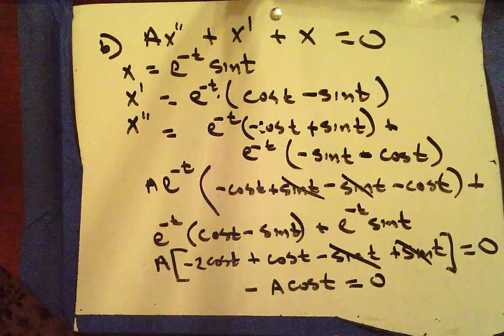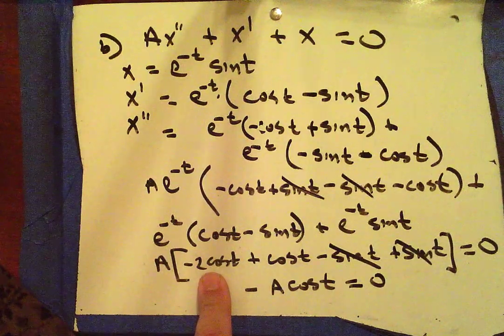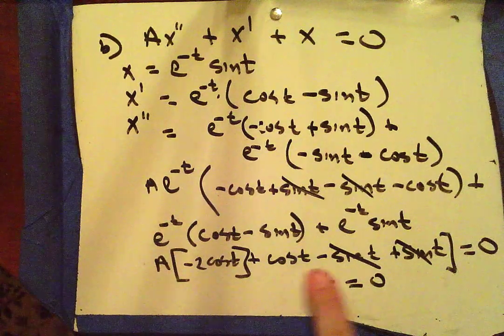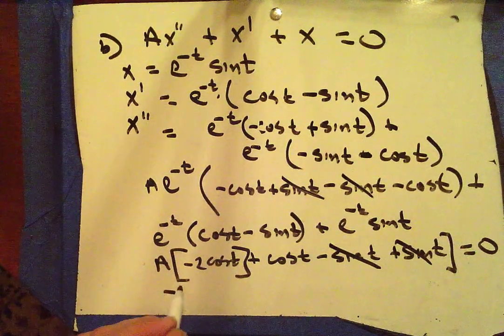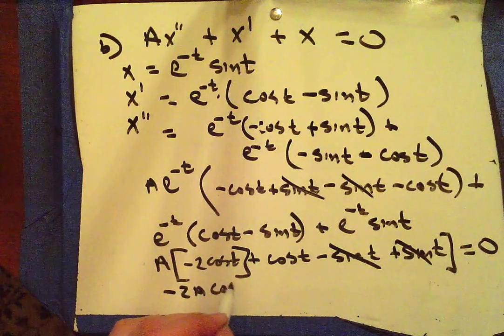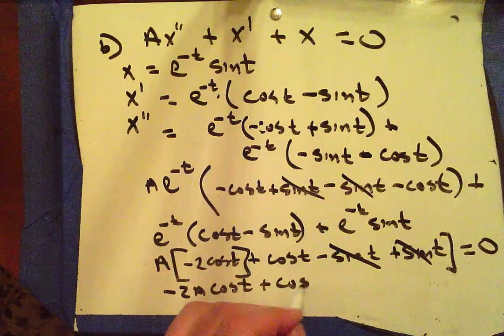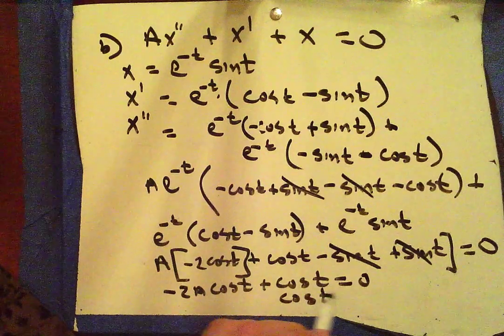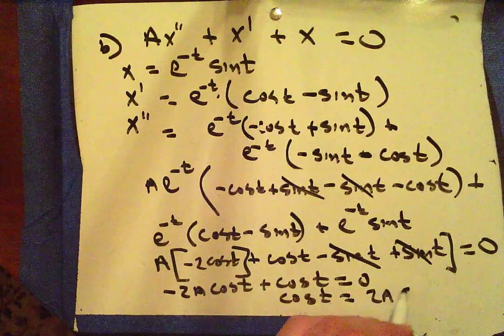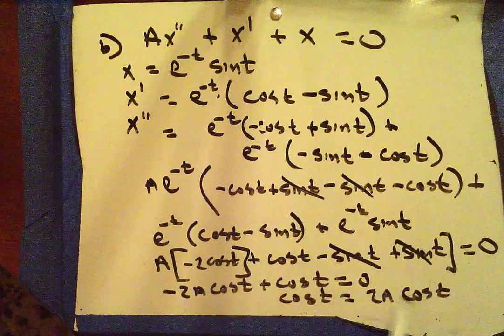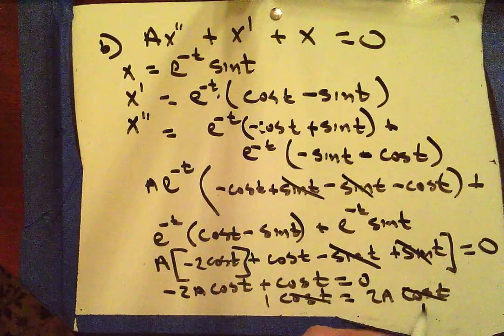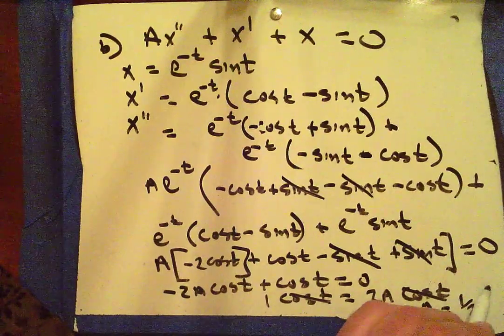Oh wait, this one had a 2a. This a doesn't go to everything. Damn. So I've got negative 2a cosine t plus cosine t equals 0. Or cosine t equals 2a cosine t. If I divide by cosine t, I get 2a equals 1, or a equals 1/2.